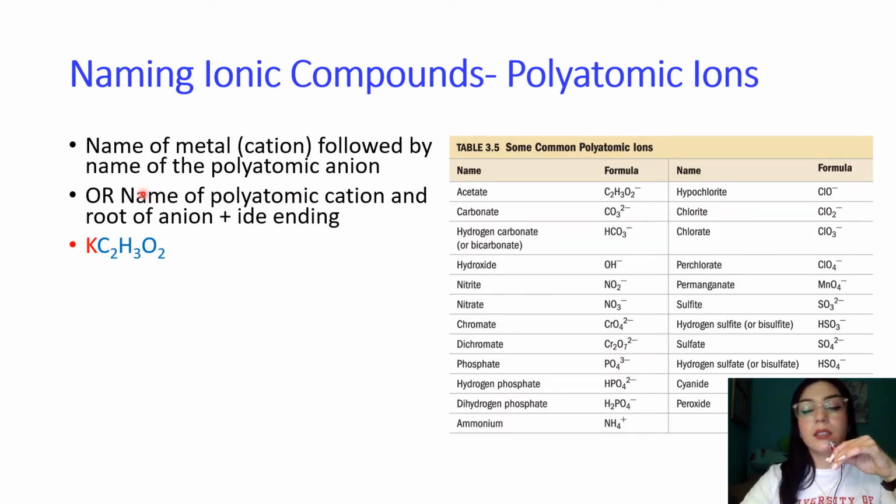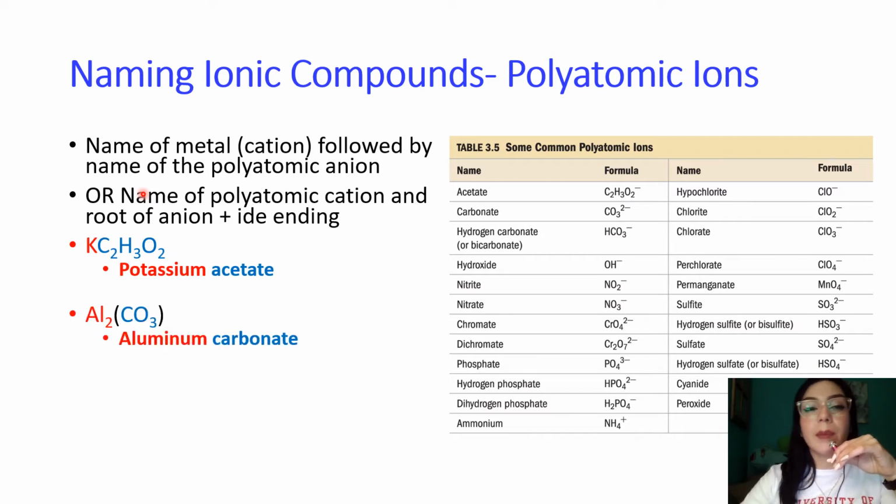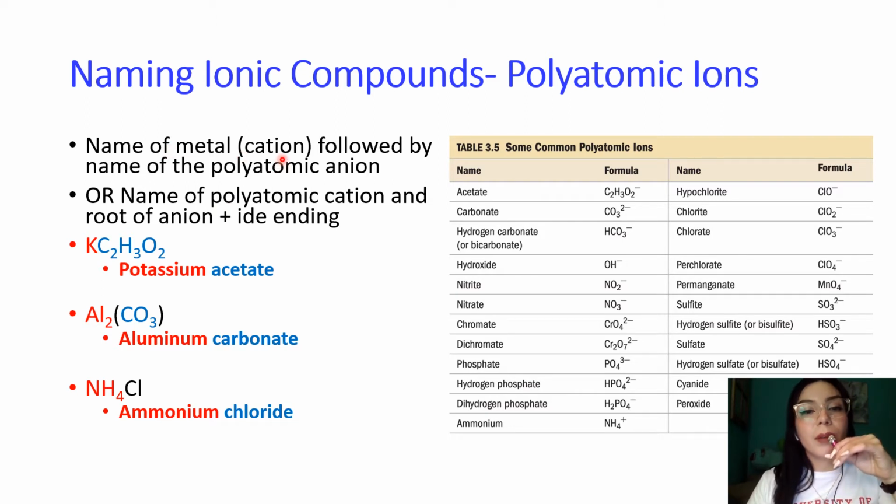Now this is a little bit more advanced. For naming ionic compounds that have polyatomic ions, you will take the name of the metal, the cation, so for example potassium, and then if it has a polyatomic anion at the end of it, you're just going to take the name of that polyatomic ion and stick it on there. You don't do anything to the name, you don't change the ending or anything. So that's kind of the easier part. It's just knowing the name to the formula. Here's another example. We have aluminum and carbonate. You don't change the name of carbonate or anything.